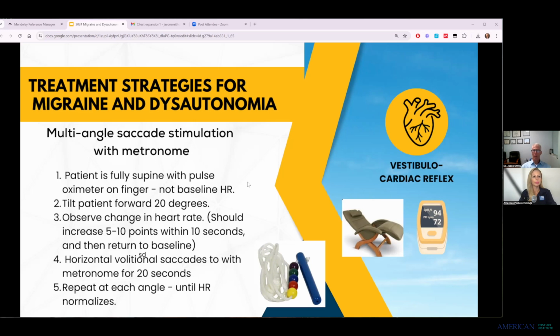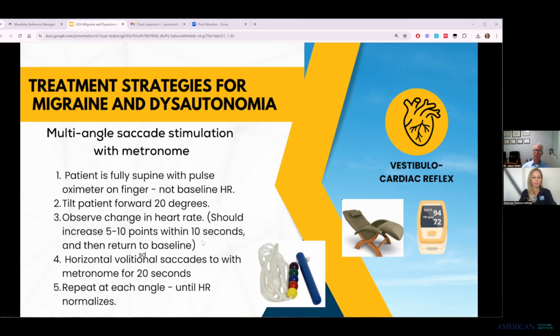And if the heart rate is doing what it's supposed to do, it should increase for about 5 or 10 points within about 10 seconds. And then it just returns to baseline because the vascular system will tighten up a little and it'll keep that blood flow going to the brain. But if it doesn't, sometimes it goes down. If the heart rate goes down when you need a sympathetic stimulation to get it to beat when you're more upright, then that's not doing what it's supposed to.